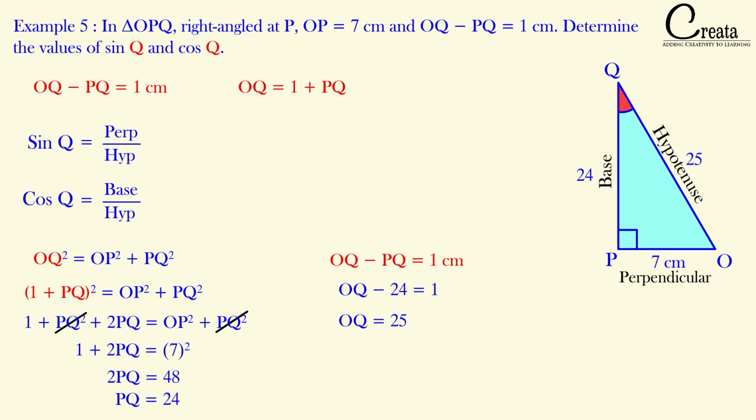Now we can easily calculate sin Q and cos Q. Sin is perpendicular over hypotenuse, which will be equal to 7 upon 25. And cos Q is base over hypotenuse, which will be equal to 24 upon 25. That is the answer of this question.